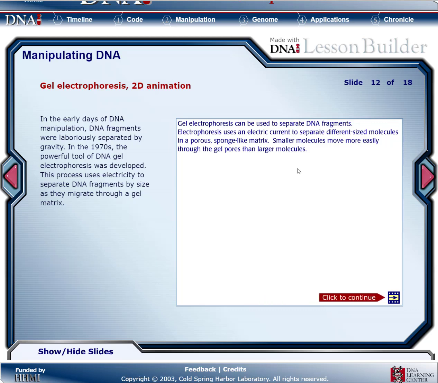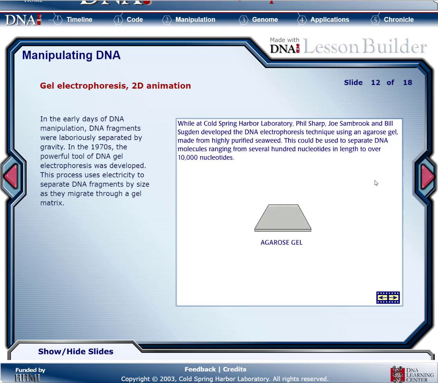Gel electrophoresis 2D animation. In the early days of DNA manipulation, DNA fragments were laboriously separated by gravity. In the 1970s, the powerful tool of DNA gel electrophoresis was developed. This process uses electricity to separate DNA fragments by size as they migrate through a gel matrix. Gel electrophoresis can be used to separate DNA fragments.